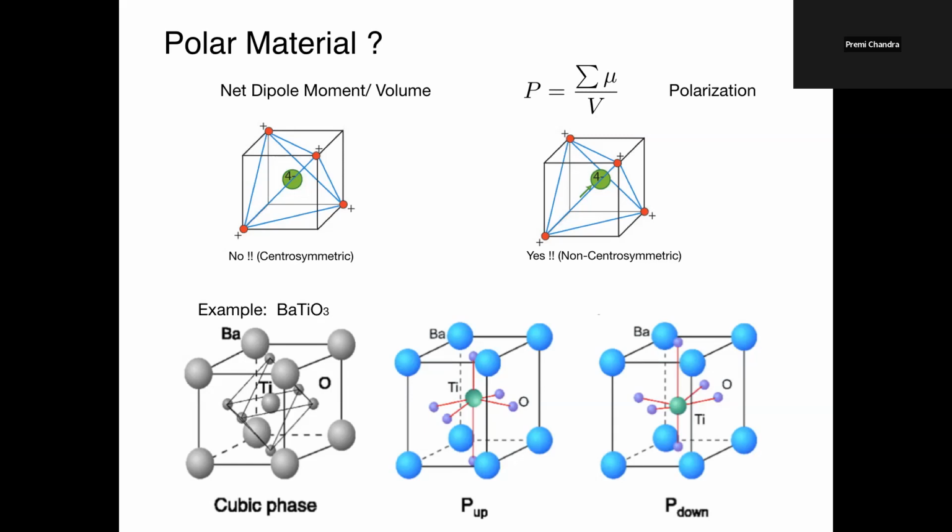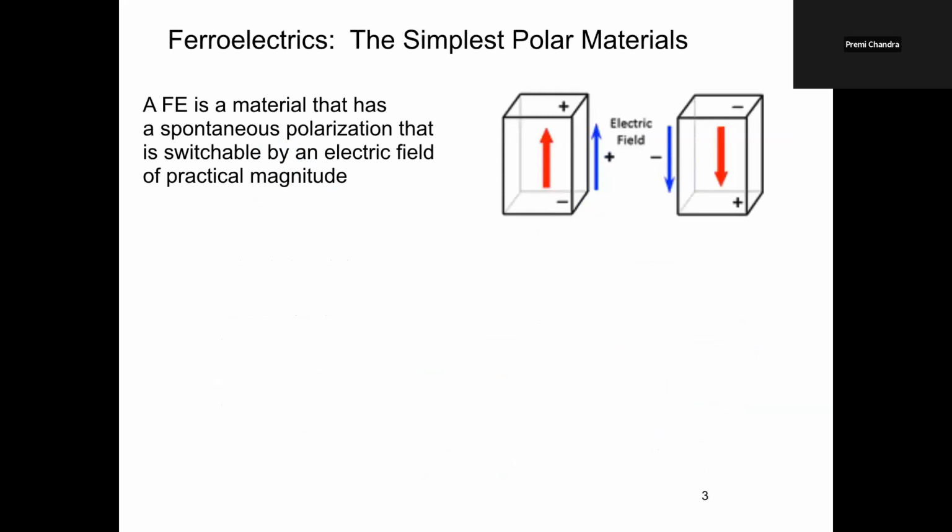All right, so as I alluded to, the simplest polar materials are ferroelectrics. Now, the irony of ferroelectrics is most ferroelectrics don't have iron. But they're called ferroelectrics, of course, because of the analogy with ferromagnetism. So a ferroelectric is a material that has a spontaneous polarization that's switchable by an electric field of practical magnitude. Okay, so we have a separation of minus and plus charges. We have an electric field that can switch it.